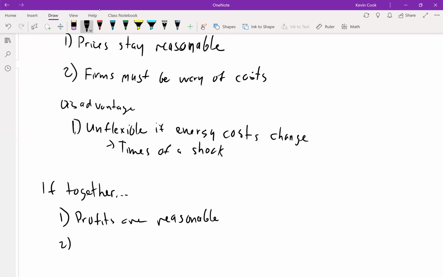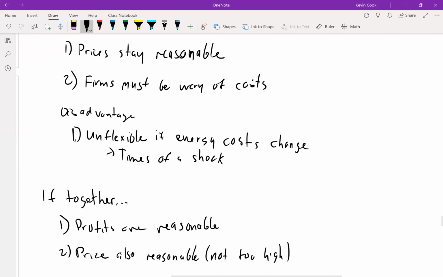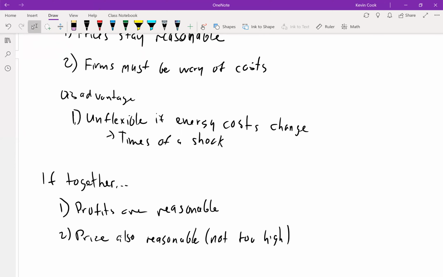So the profits remain reasonable, but the price is also reasonable. That is not too high. And when we put them together, what the firm has an incentive to do is not necessarily to go right up to that price cap because things can happen.